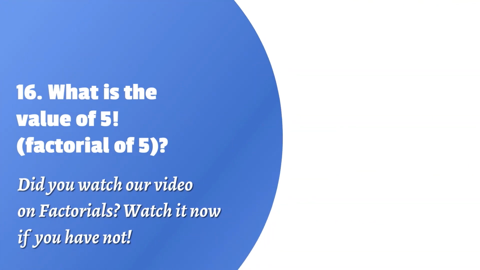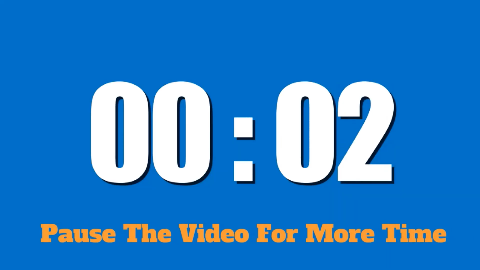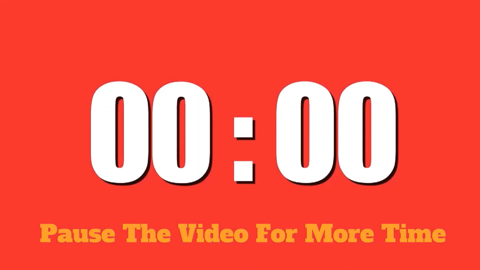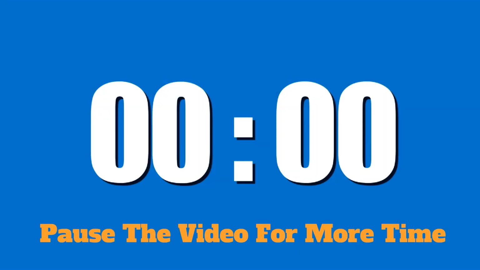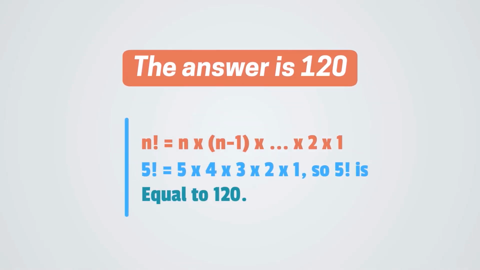Number 16. What is the value of 5 factorial? Did you watch our video on factorials? Watch it now if you have not. Pause the video for more time. The answer is 120. N factorial is equal to n times n minus 1 times and so on times 2 times 1. So 5 factorial is equal to 5 times 4 times 3 times 2 times 1, which is 120.